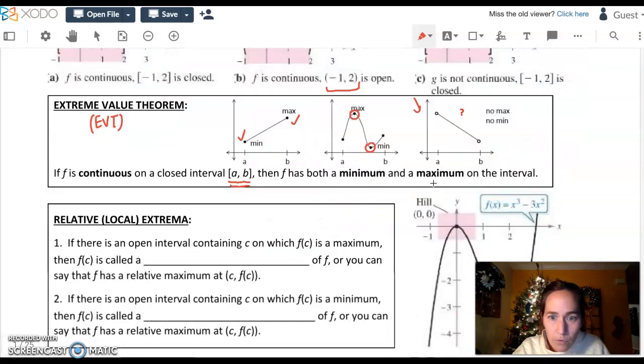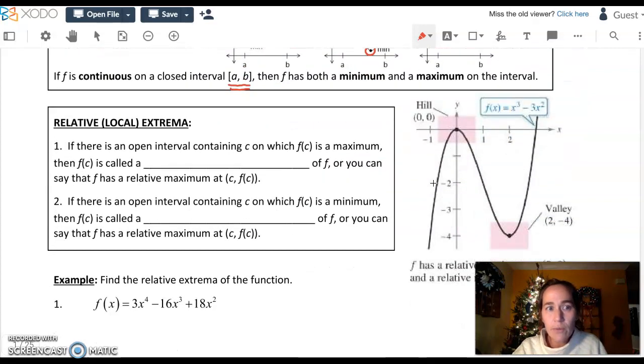All right, moving along. Let's talk a little bit more about relative extrema because that'll start coming up more and more often in the unit. It says if there is an open interval containing c on which f of c is a maximum, so it's a high point like this hill here on this little open interval, we're going to call that a relative or local max of the function.